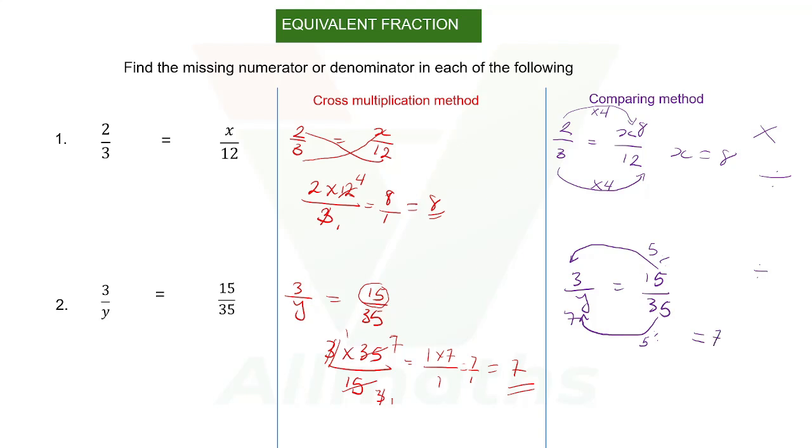So I'd like you to try this: 2 over 7 equals m over 42. What will be our m? And let me know which of these methods you find more convenient.